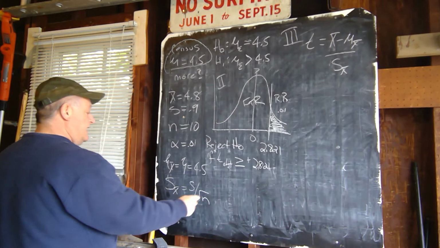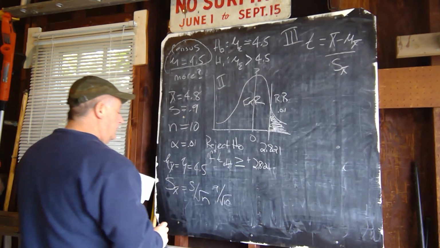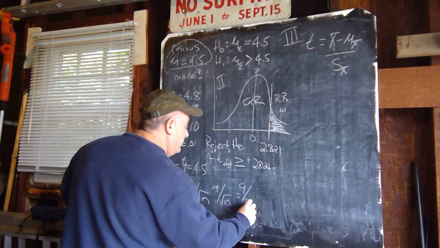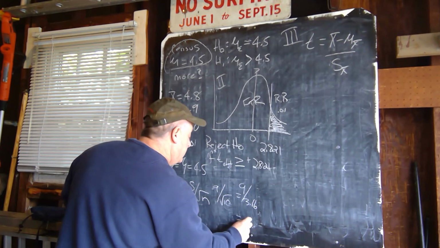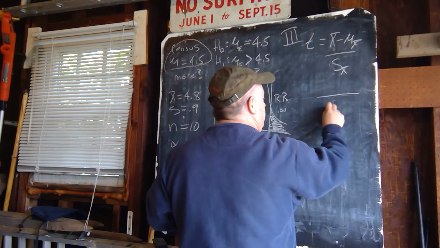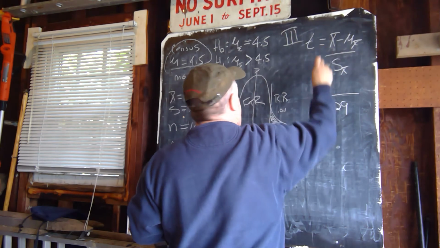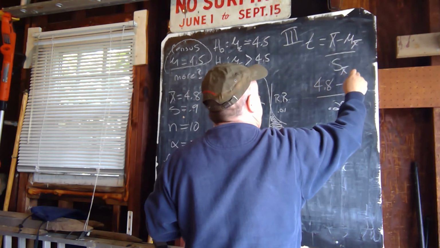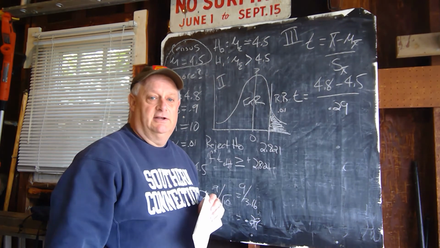So what was s? s was 0.9, n was 10. So 0.9 over the square root of 10 is 0.9 over 3.16. We do that division and we get 0.29. That 0.29 is the denominator. It's the estimate of the standard error. The sample mean was 4.8, the population mean 4.5. So there's the t calculation.